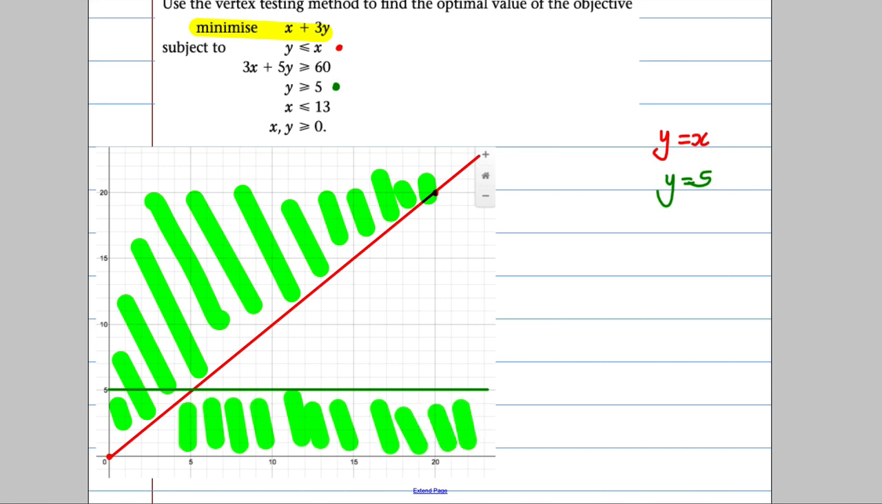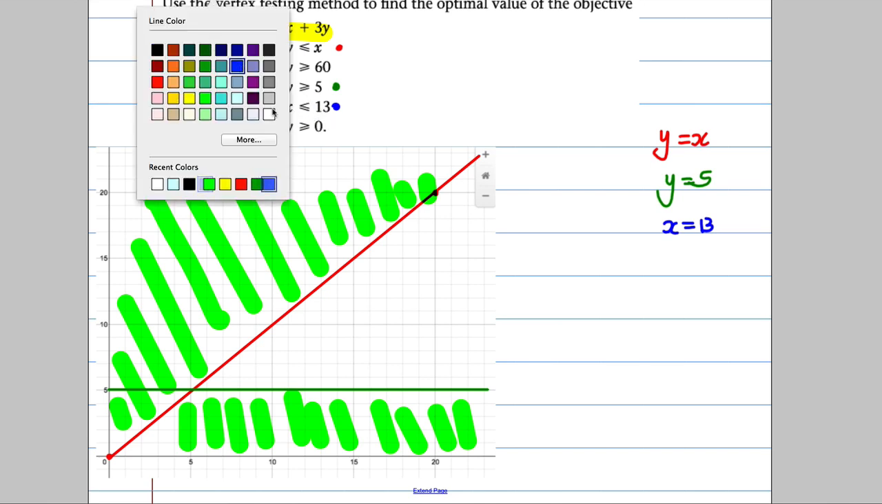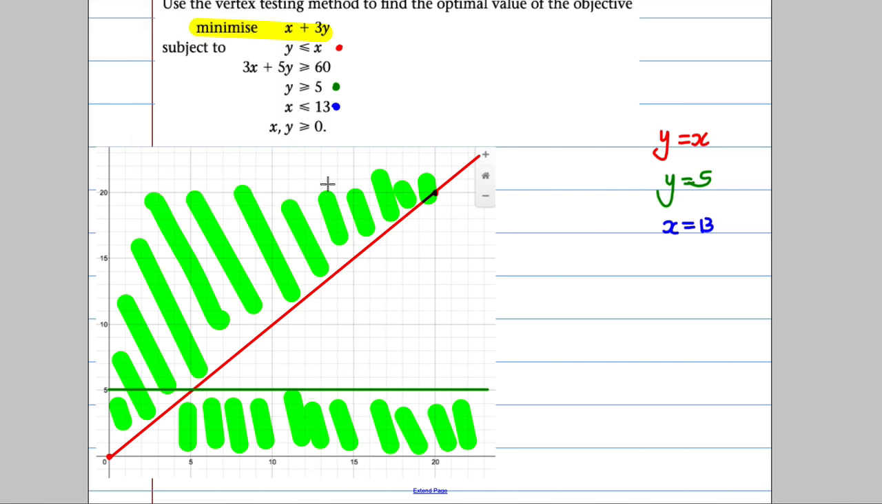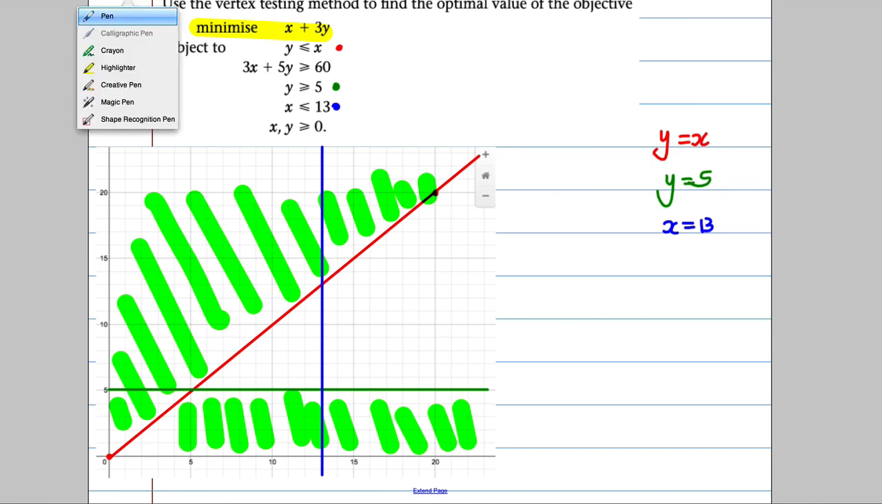Okay, next one, x is less than or equal to 13. So let's do that one. So let's draw x is equal to 13 here. And it's going to be a whole line here, not a dotted line, because it's less than or equal to. So we draw 13 here, which is this point here. And what do we want? We want less than or equal to, so we're going to shade more than on the diagram, that which we don't want. So we're going to shade this here.